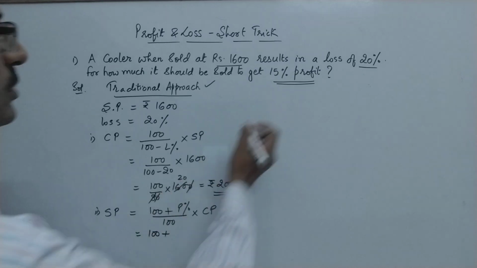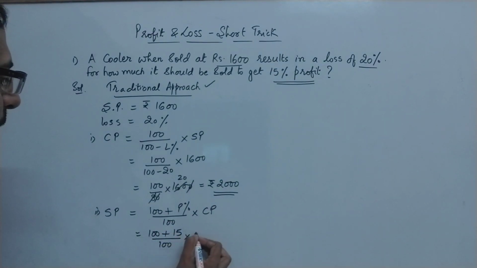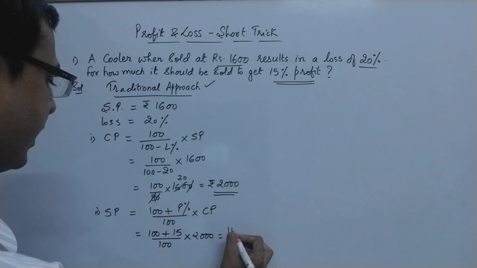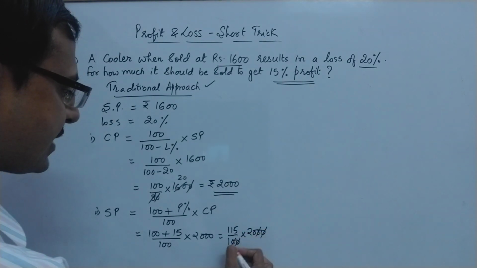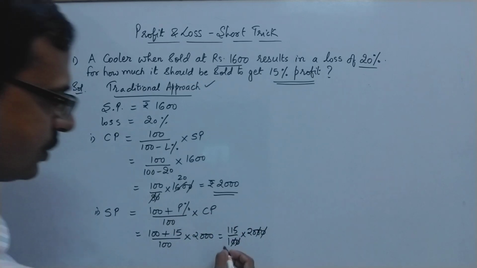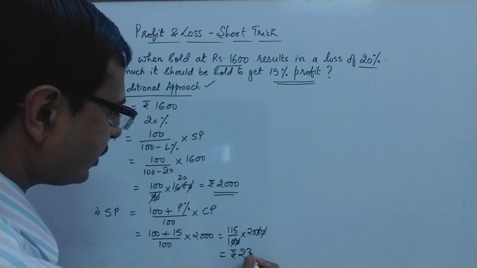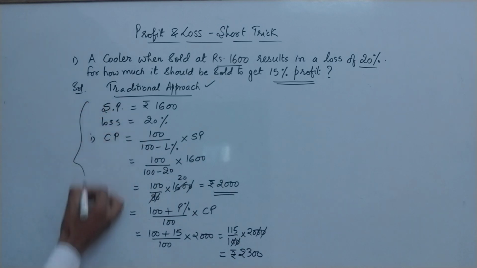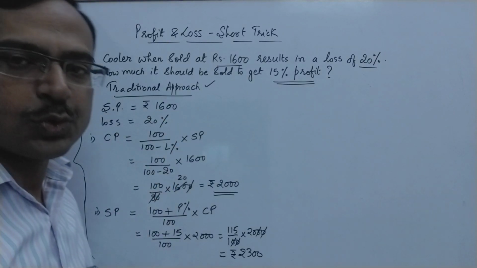100 plus, now how much profit is required? 15%. So 15 upon 100 multiplied by the cost price, which is 2000. Now solve this. This will be 115 upon 100 into 2000. So two zeros get cancelled and 115 into 2 gives you 230. So the answer for this question will be rupees 2300. Now see the number of steps involved to solve the question by this approach. So obviously this is going to consume around 40 to 45 seconds to solve.